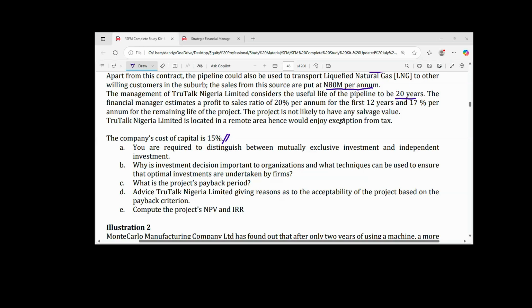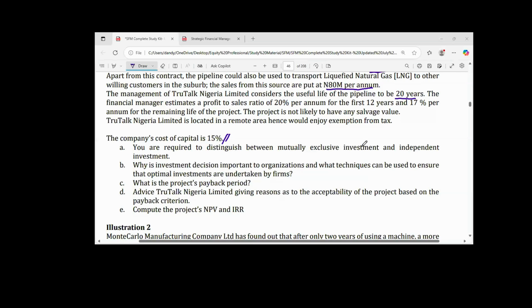So to answer this particular question, the examiner is asking you, why is investing decision important to organizations, and what techniques can be used to ensure that optimal investments are undertaken by firms? So to answer this, investing decision is important in order to ascertain its financial viability using relevant investment appraisal techniques. All right. So the examiner is asking you which techniques can be used.